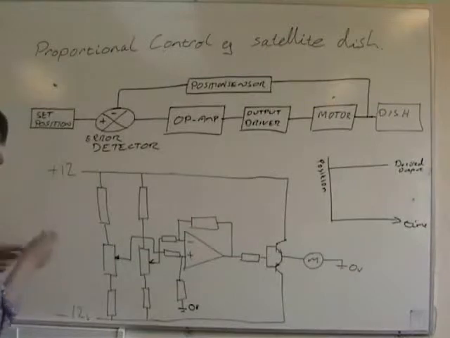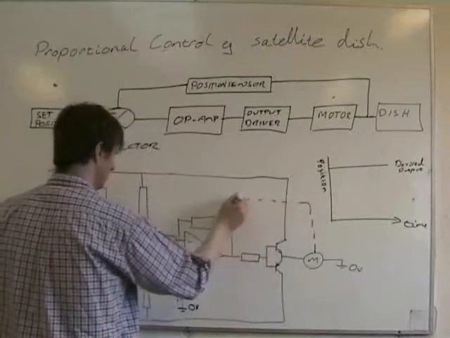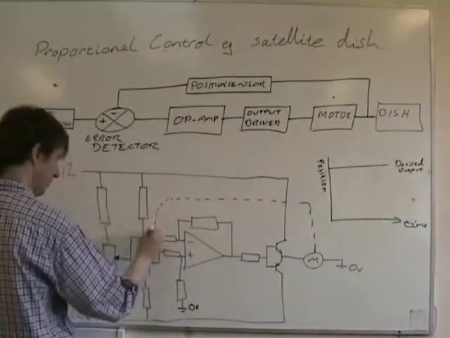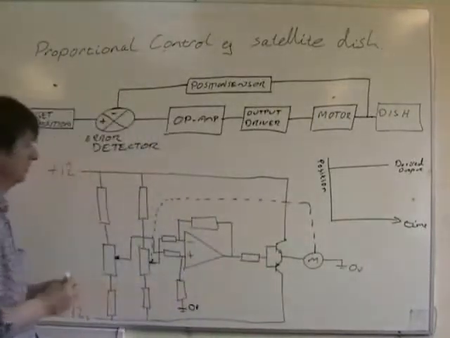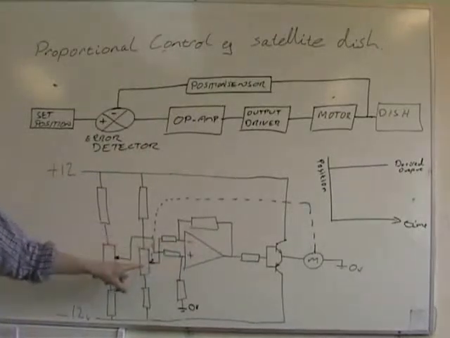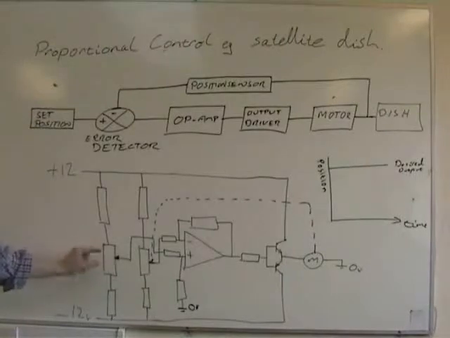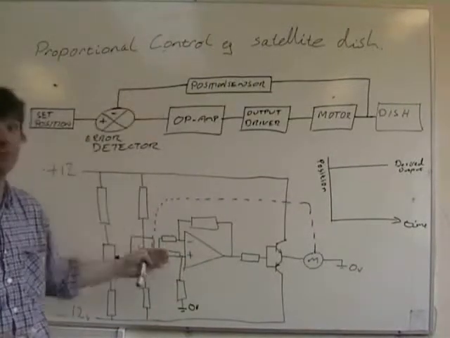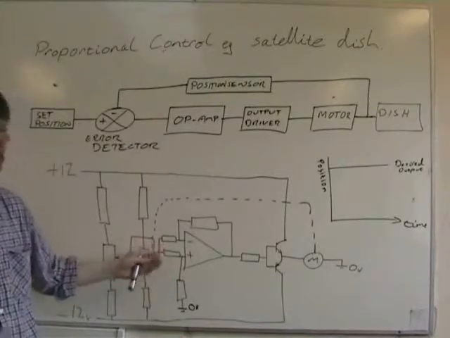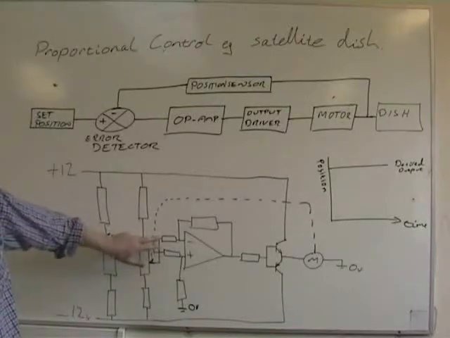So there will be a mechanical link between the motor and that potentiometer there. The inverting input gets the feedback signal. The non-inverting input, that's the one the operator would turn, and this one measures the output. The op-amp in a proportional control circuit is a difference op-amp. The output will be proportional to the difference between these two inputs.